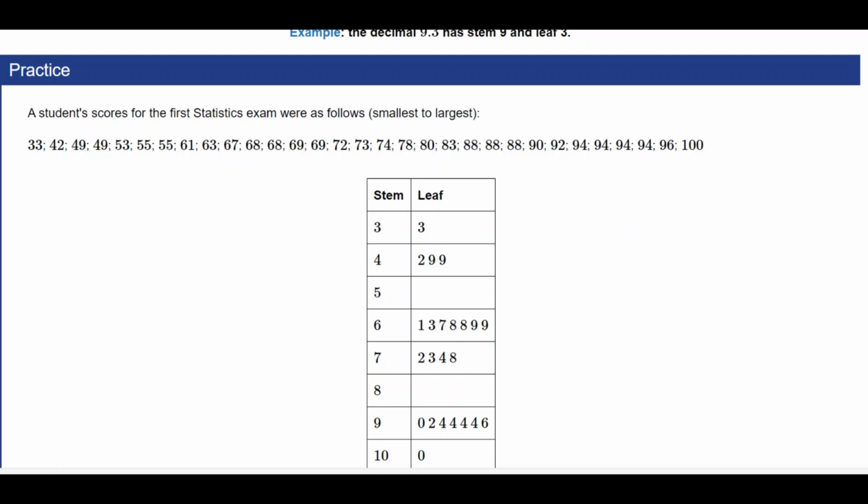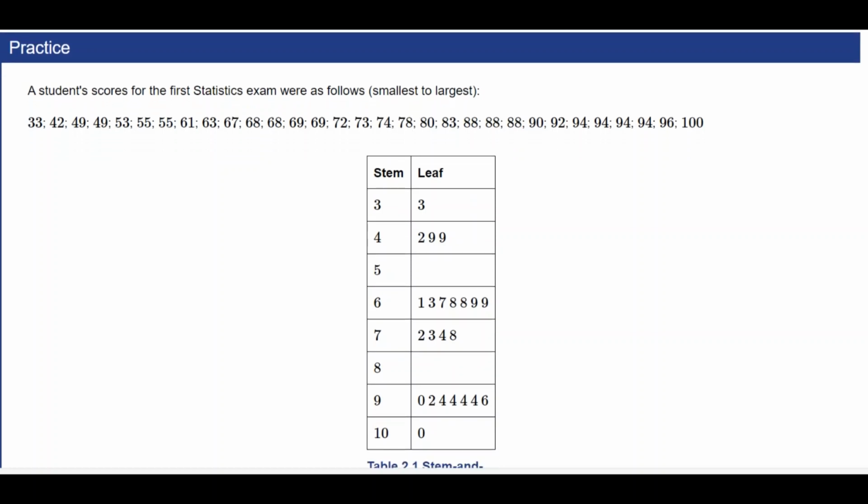Now please look at the data set here, and you can see that there are student scores for the first exam, of which the first number is 33, which means both the stem and leaf are 3. Then there's 42, 49, 49. All of these three numbers have the same stem, which is 4, and 3 leaves, 2, 9, and 9. 2 comes from 42 and 9 comes from 49. So we write 4 in the stem column, and then we write 2, 9, 9 horizontally in front of 4 to show that there are 3 scores starting with 4.